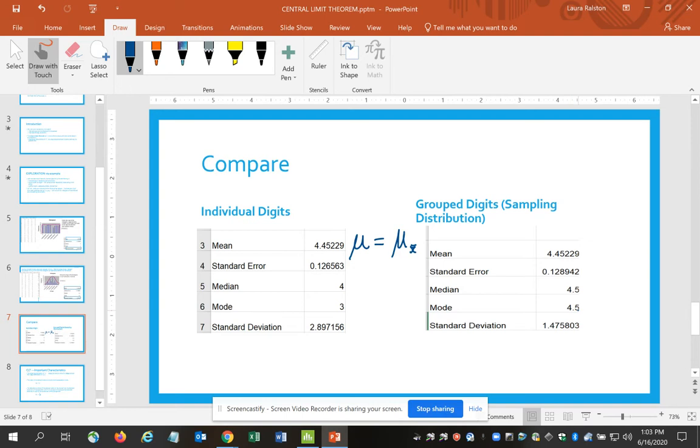I kind of hope that makes sense to you. Think about it: how different would one individual be from everybody else? One person could be really different from everybody else. Whereas if you're looking at 10 people or 20 people or 30 people, or in this case, 131 people, they're maybe not as different.